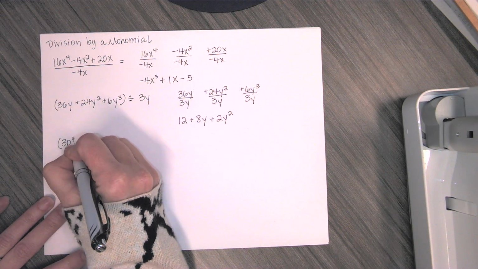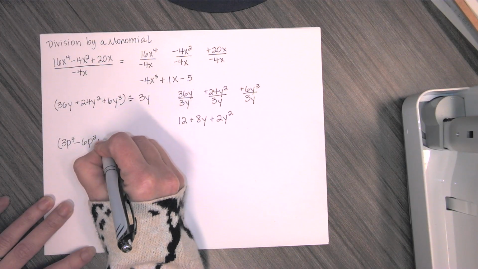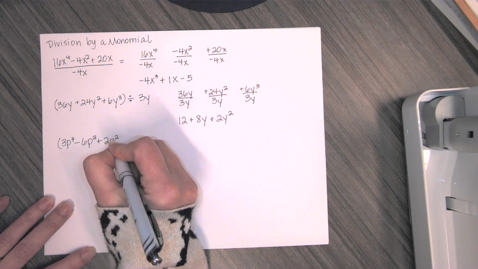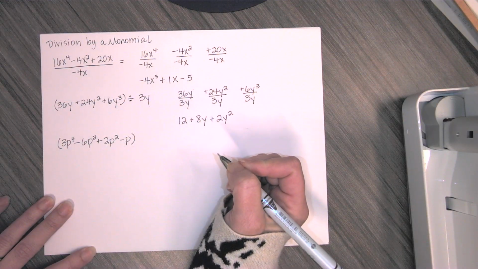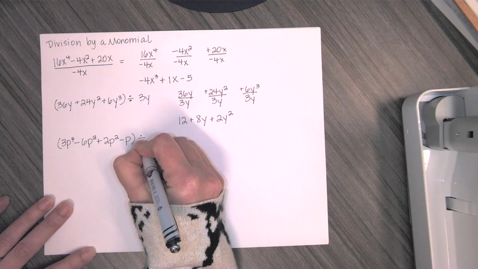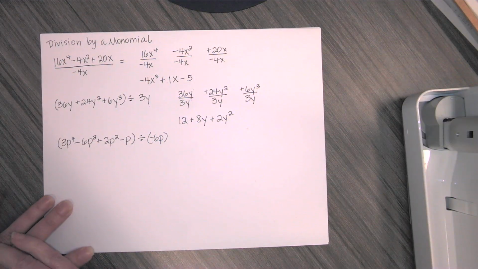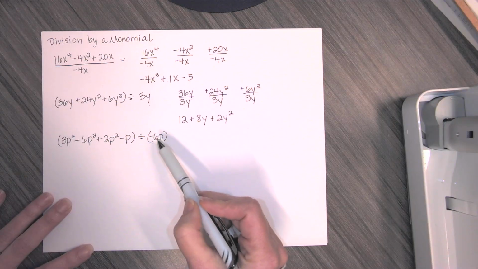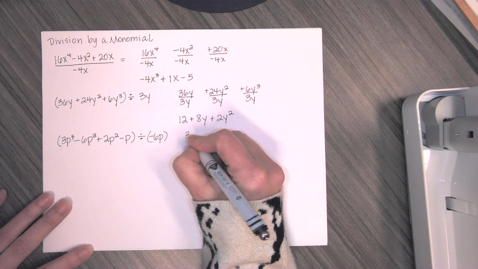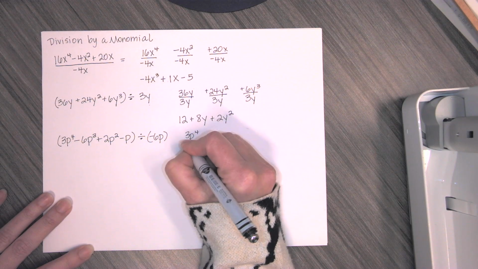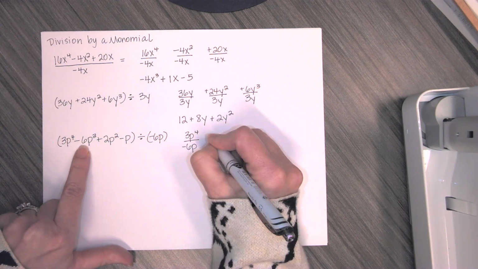3p to the fourth minus 6p cubed plus 2p squared minus p divided by negative 6p. Okay, so again, negative 6p is the monomial that we're dividing by. I'm going to take each term individually and show that I'm dividing it by negative 6p.